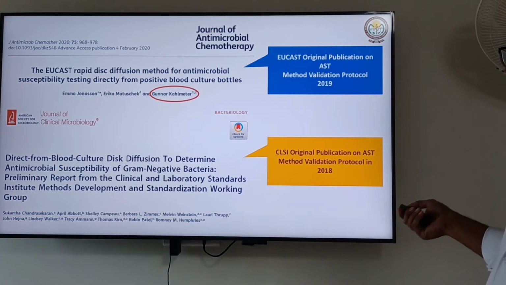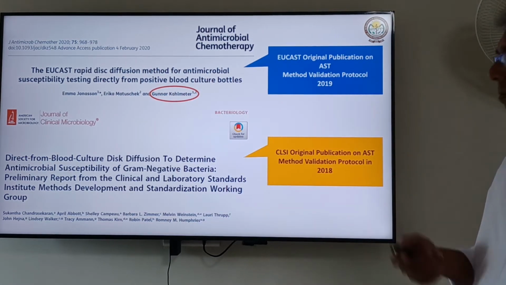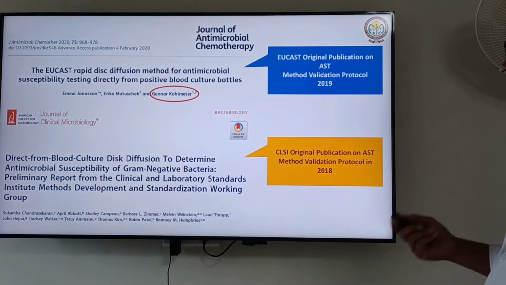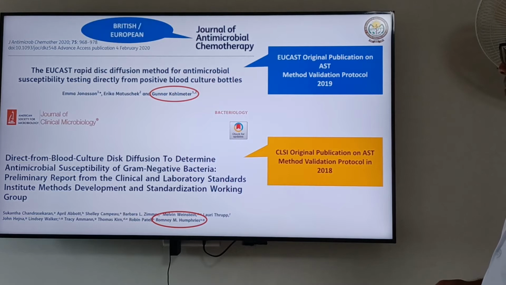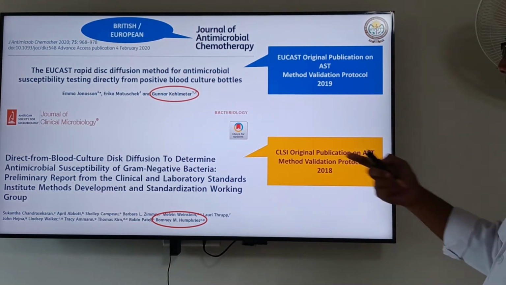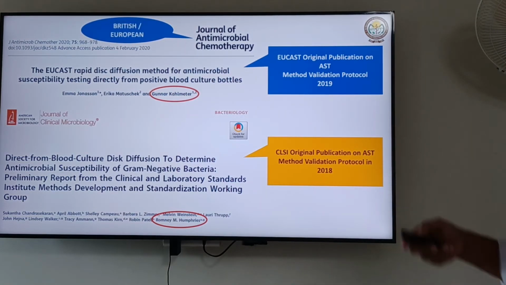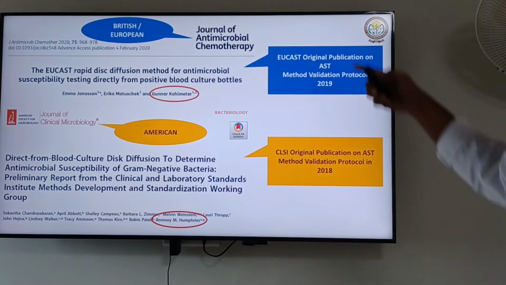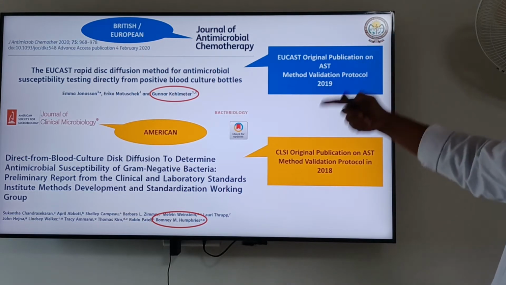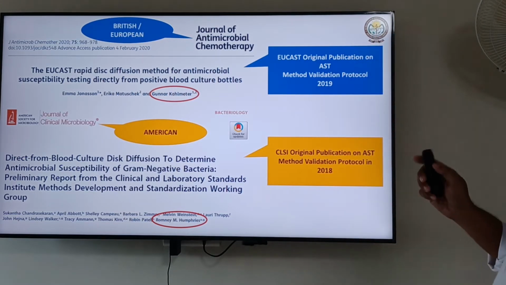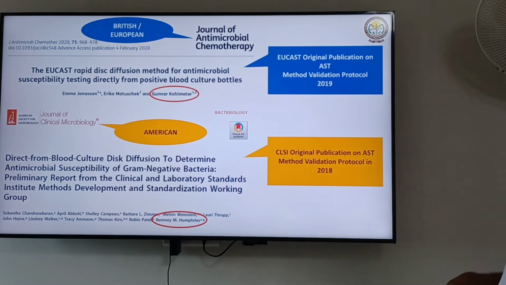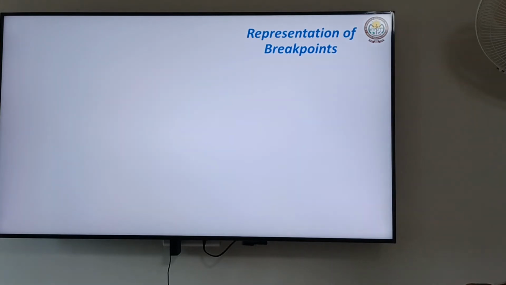CLSI published their paper in 2018, but until recently they did not come out with the full-fledged method. It was mainly published by Romney Humphries, whose team makes the CLSI breakpoints. So that's the British-European guidelines, and this is the American guidelines. By far, mostly they are very similar or parallel. The principle is the same.